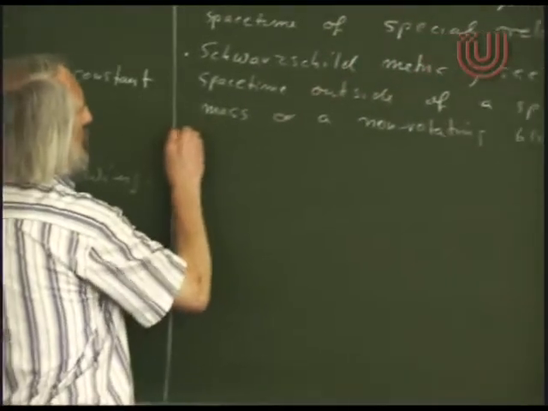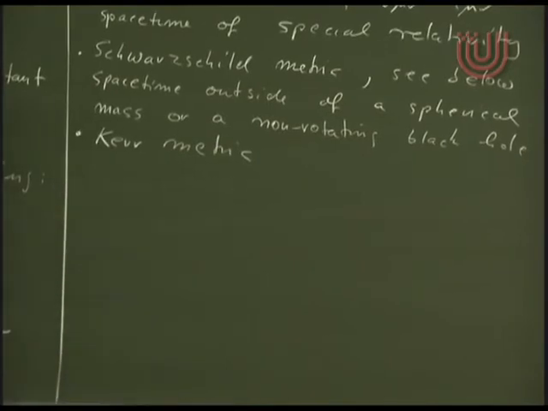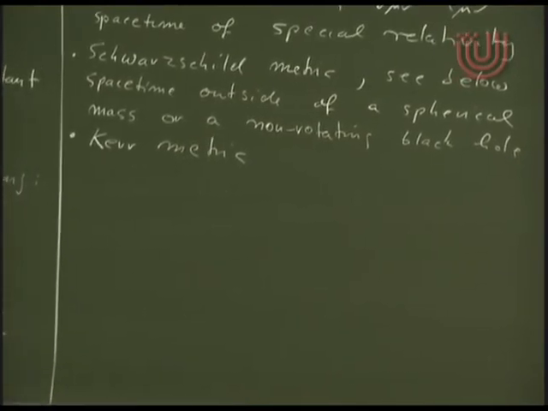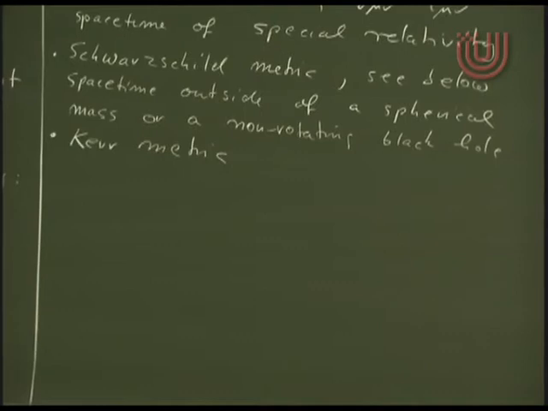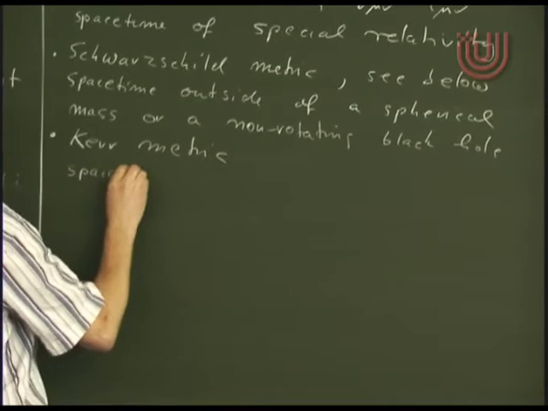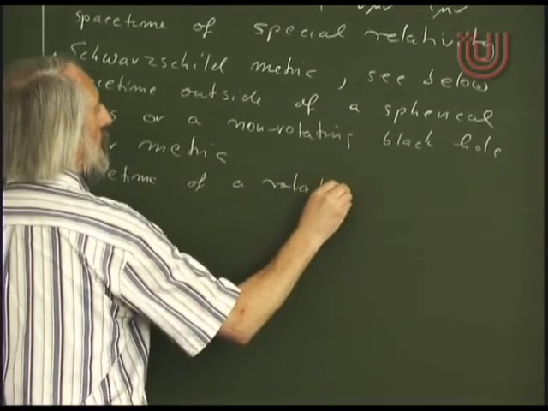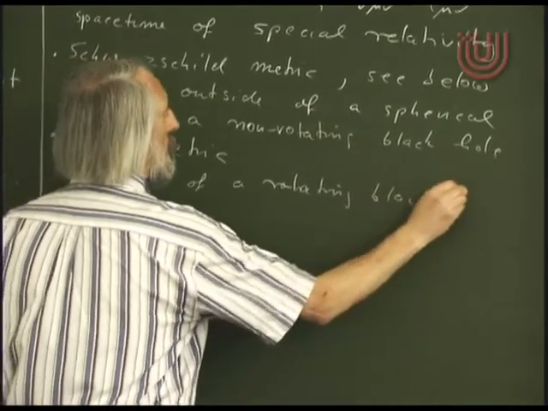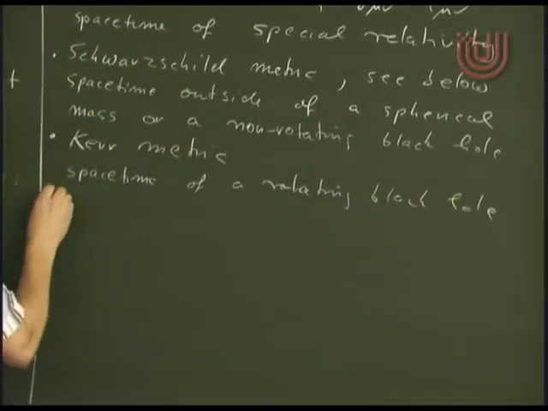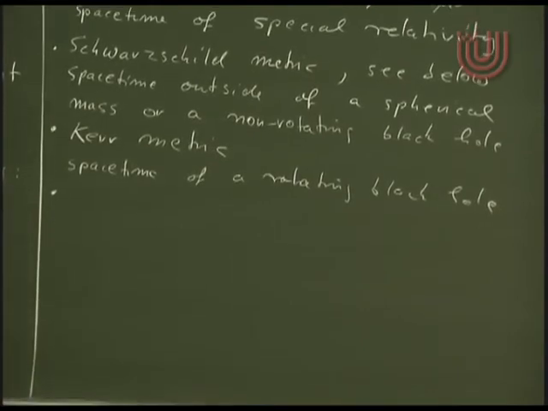Then I mentioned one more metric, which I will not discuss here in this course. It's the so-called Kerr metric, named after Roy Kerr, a New Zealander who found this in the 1960s. This is the space-time of a rotating black hole, which is much more complicated than the Schwarzschild metric. So I will not have a chance to discuss this here. That would be something for a specialized lecture.